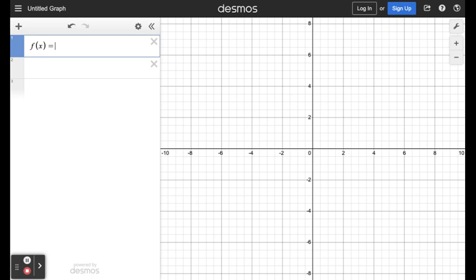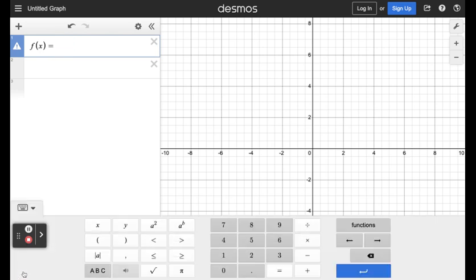Let's see something a little bit more complicated. And it doesn't matter. Type in f of x or type in y. It doesn't matter at all. Okay, so let's do the cube root. Why can I not find it? Hold on. Oh, there it is. Silly, hiding.